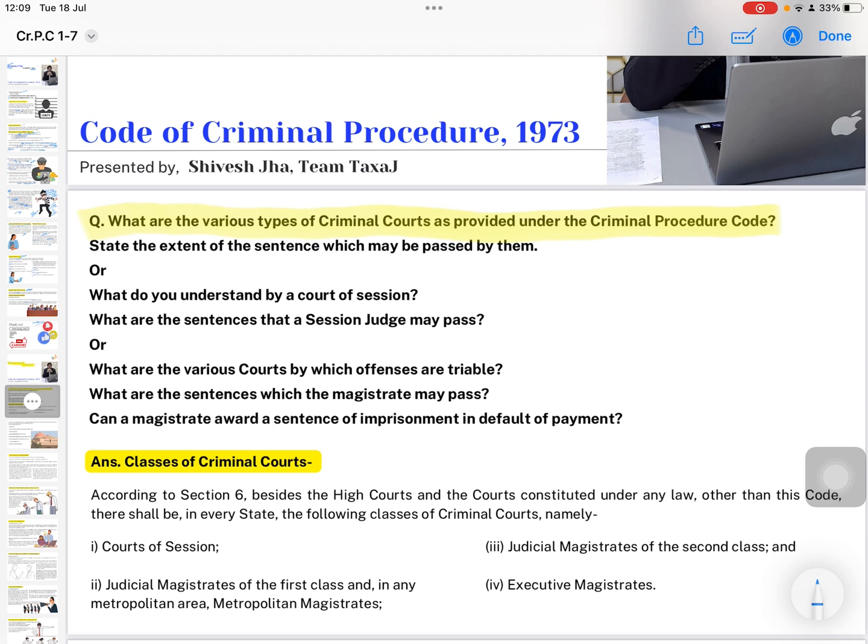Or what are the various courts by which offences are triable? What are the sentences which the magistrate may pass? Can a magistrate award a sentence of imprisonment in default of payment?